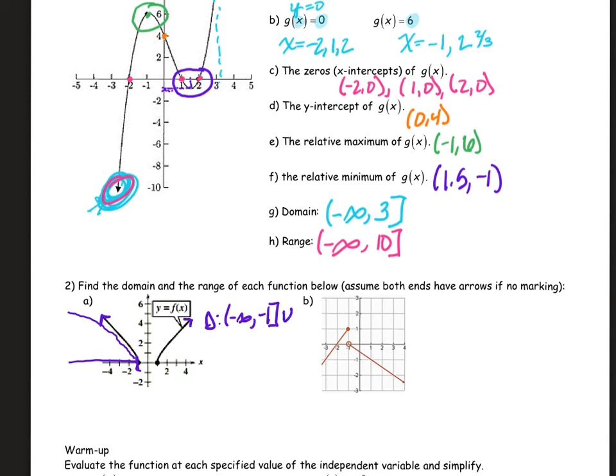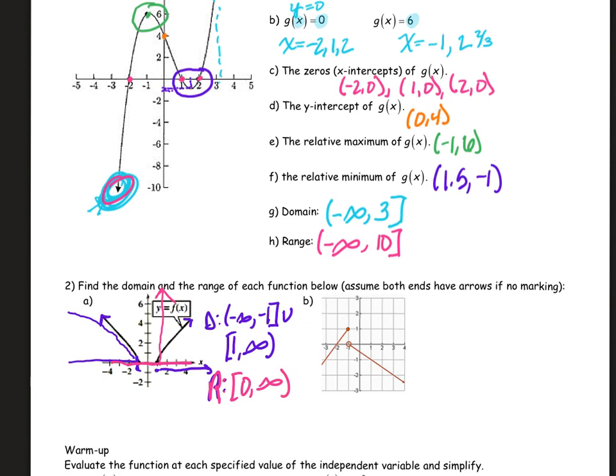And then I'm going to join that with, it starts up again at 1, which is included because it's a solid dot, and it's going to keep going to infinity, which is not included. So that's my domain. And then my range, the break in my domain does not affect my range because there's no break in my range. My lowest range is here, and then it just keeps going up. So it starts at 0 and continues to go to infinity, which is not included.